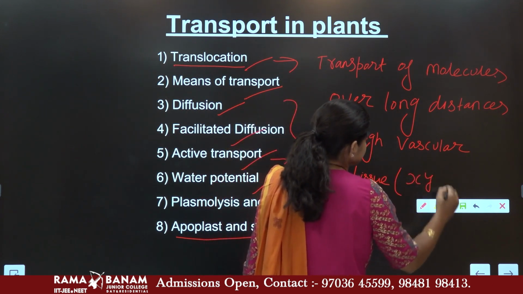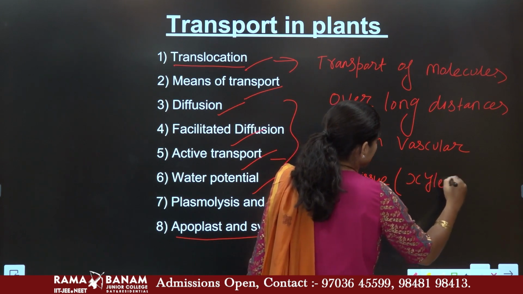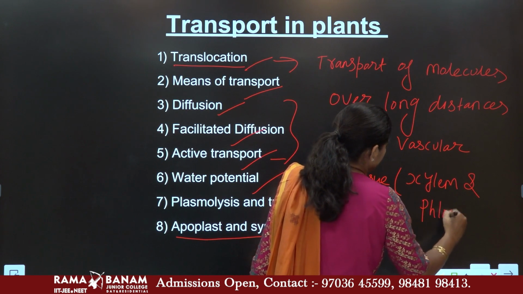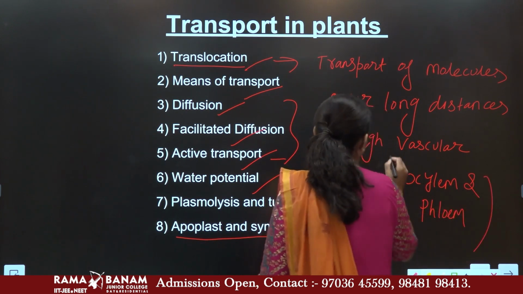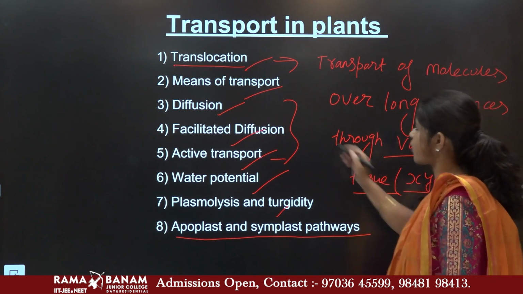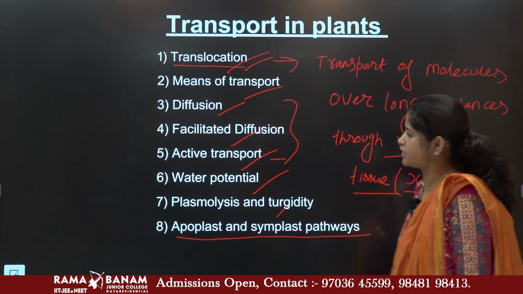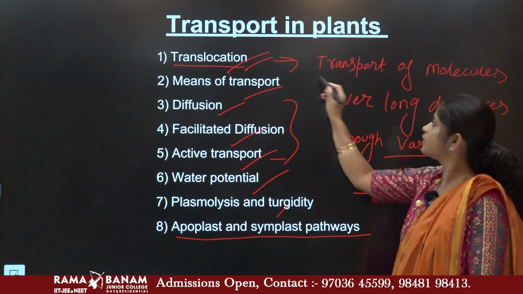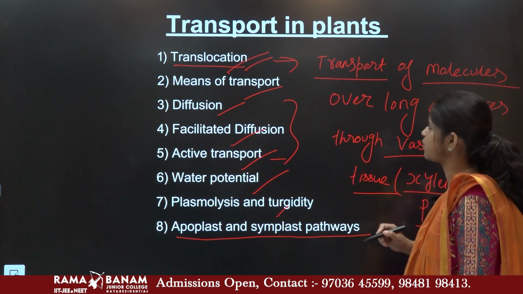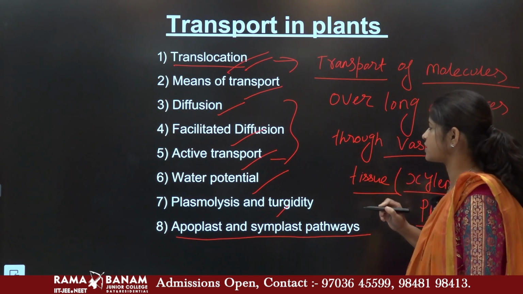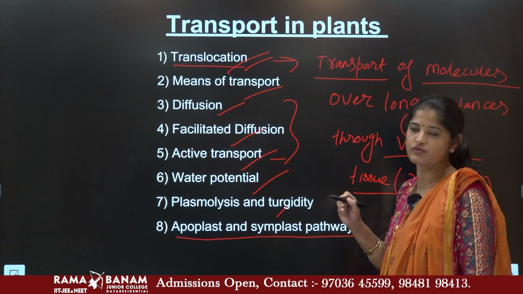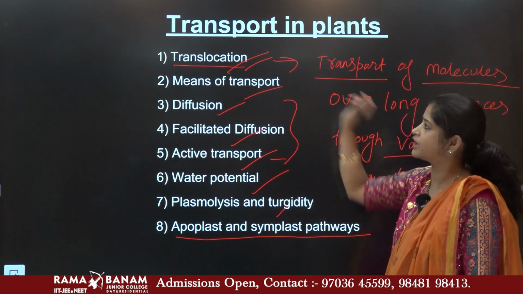So it is xylem and phloem. Vascular bundle, xylem and phloem, is responsible for the translocation in the plant. And transportation of molecules means, what are the molecules which are transported through the translocation? Basically it is water, minerals, and organic molecules which are transported through the translocation.